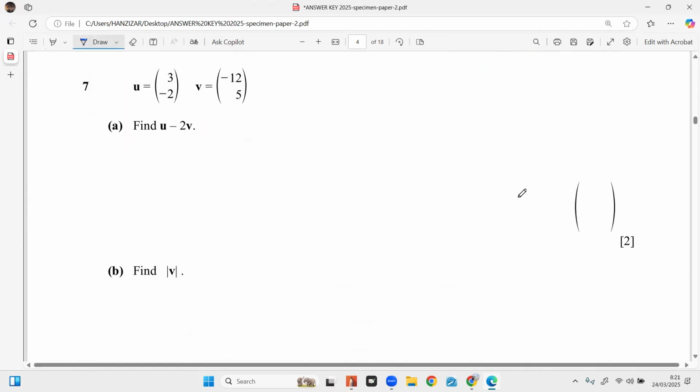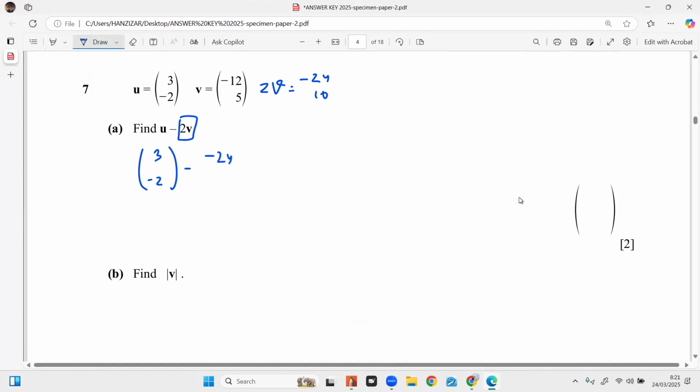Number 7, we are doing vectors. You write down 3, -2, subtract 2v. What is 2v? -24 and 10. You multiply both x and y. So 3 plus 24, and then -2 minus 10. We get 27 and -12.